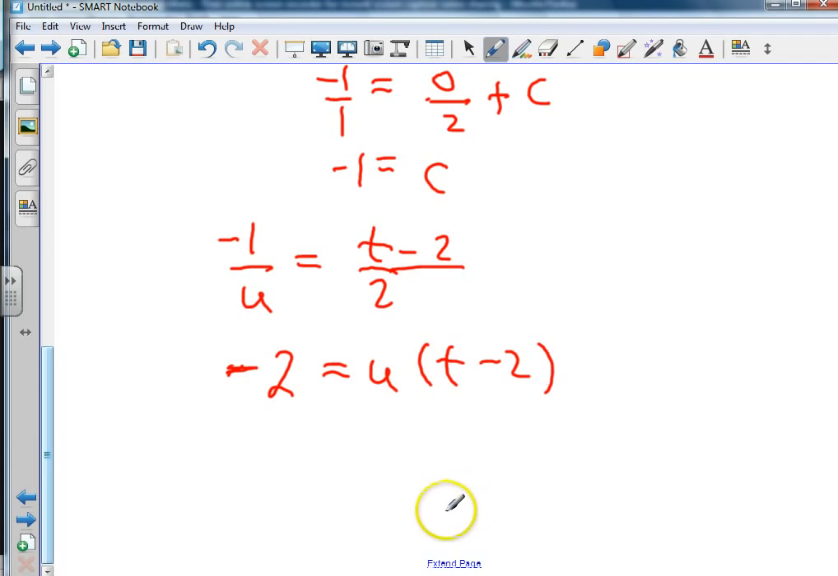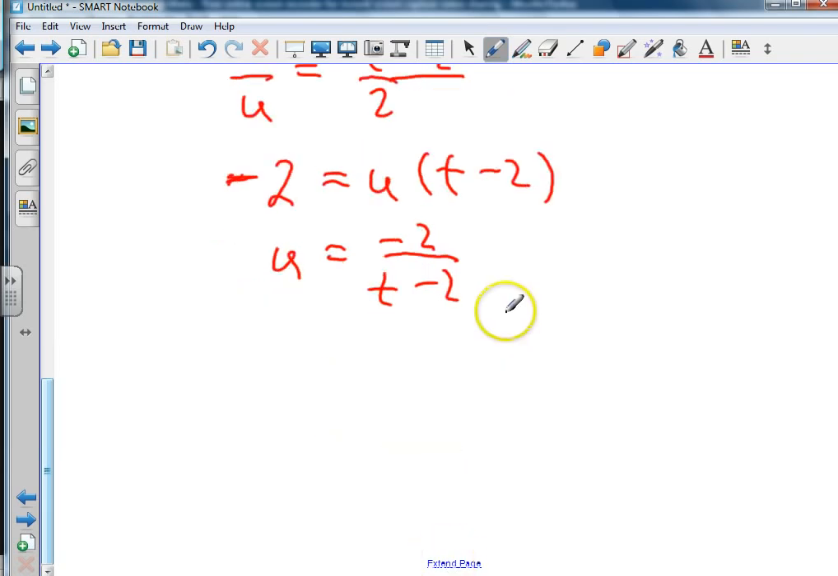One step to get u alone. One more step to get u alone. So u is negative 2 over t minus 2. Now guess what? If you check this with Bob, is this a Bob question? 11, yeah. I bet you Bob doesn't write this. I bet you Bob writes this, and you're going to get all conflustrated checking your work.